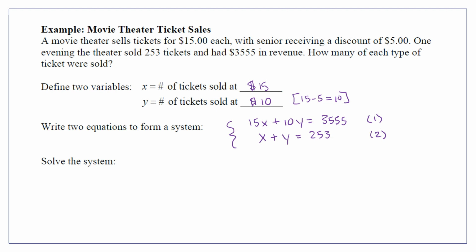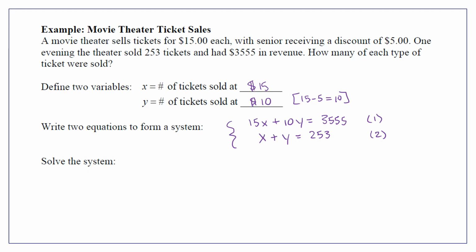Okay. So now we're going to solve this system. We're going to determine the number of tickets at $15 that were sold and the number of tickets at $10 that were sold. We're going to do this process by using elimination. So step 1, remember, is to multiply both sides of one or both of the equations by a non-zero constant so that the coefficients of one of the variables are additive inverses.